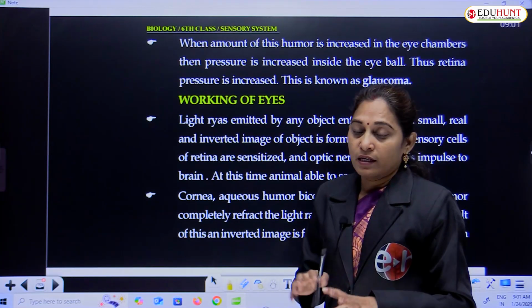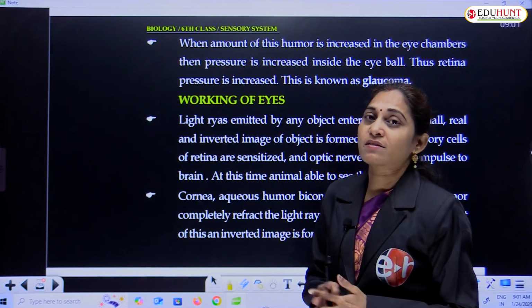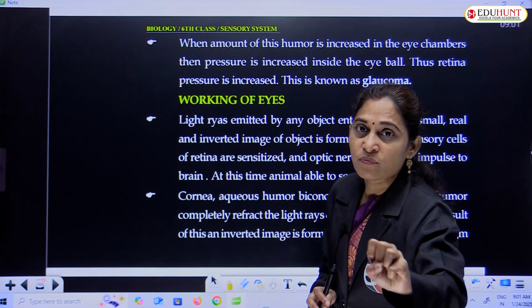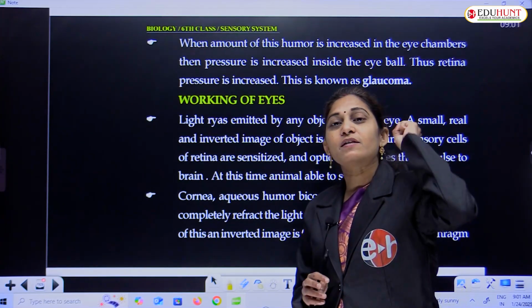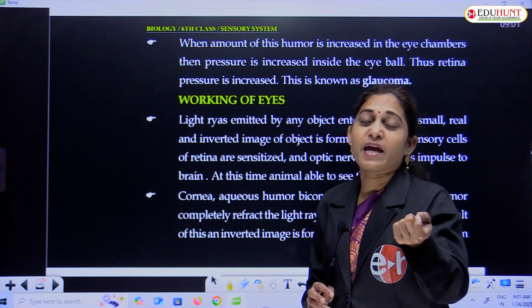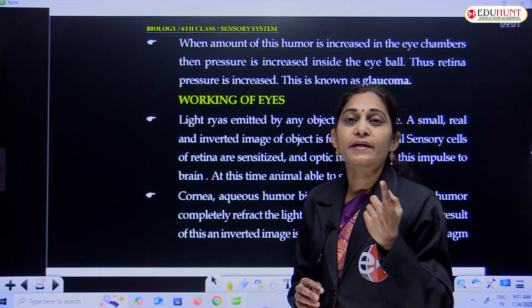First of all, any object that emits light, whenever the light falls on an object, it immediately emits the light. That emission, those light rays, will be captured by our eye.